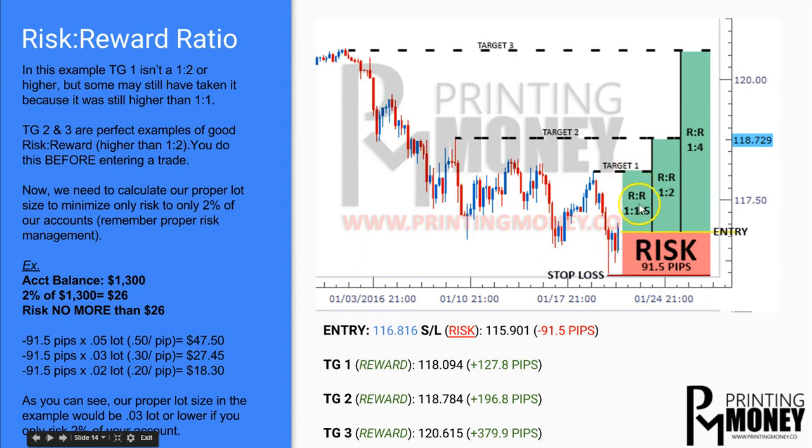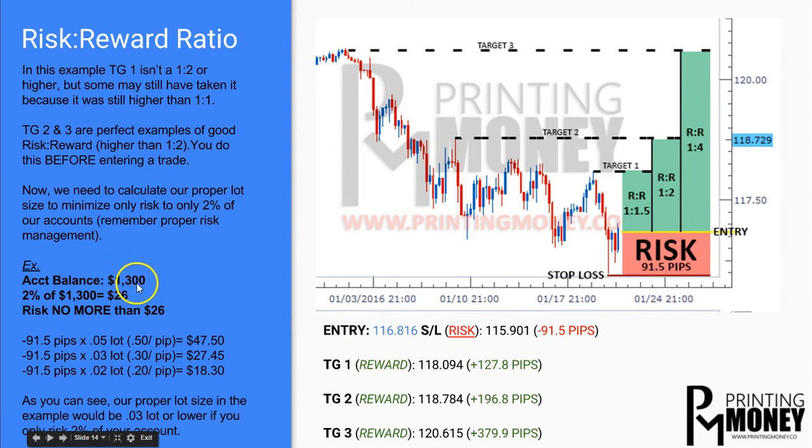Okay, target 1 was not exactly a 1-to-2 risk to reward ratio, but people would have still taken it because it was higher than a 1-to-1. Okay, target 2 and 3 are perfect examples of good risk to reward, which is higher than a 1-to-2. You do this before entering a trade. Okay, so before you actually would have entered into this trade, you would have drawn or written down your risk to reward ratios.